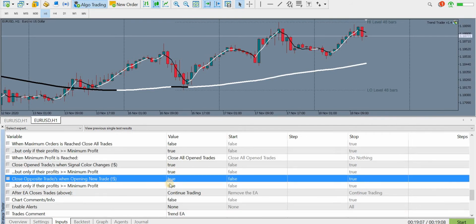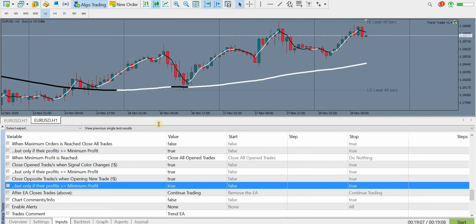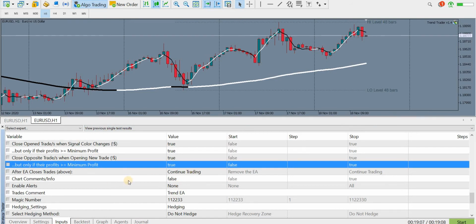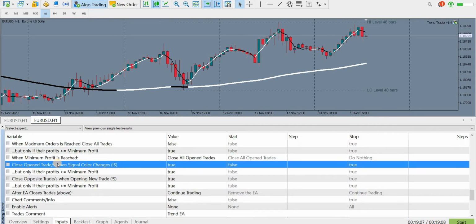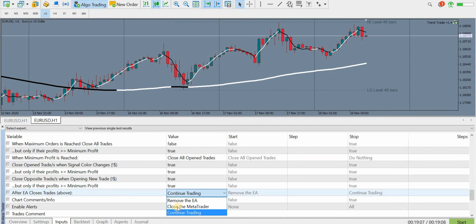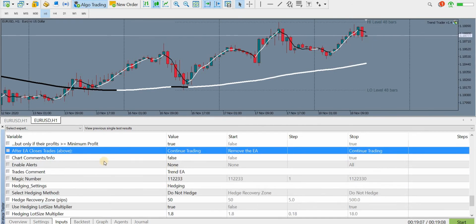And I also want the expert advisor to close on opposite trades when an opposite signal occurs. Opposite signal meaning following the trend. So if the trend changes and the valid signal occurs, I don't want to close any open trade or trades that are open. I want the expert advisor to continue trading as normal, following the new trend. So after the EA closes the trades, following the criteria above, I want the expert advisor to continue trading. Obviously, I'm testing, not closing the Metatrader or removing it from the chart.